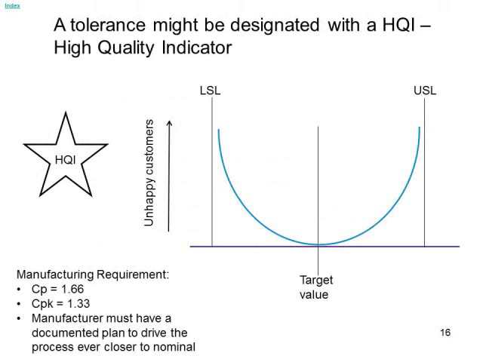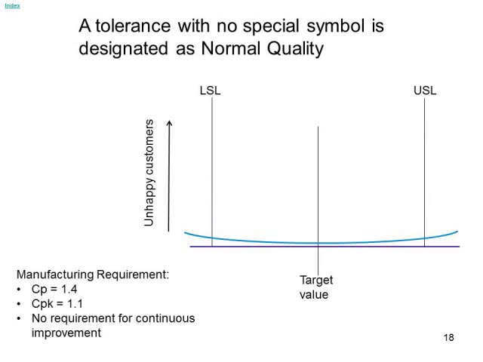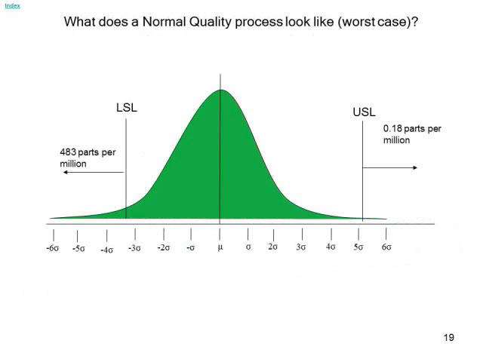Some loss functions dictate a high capability requirement. Some loss functions dictate a medium capability requirement. And some loss functions allow a low capability requirement. If we are going to specify process capability, we must understand what it means in terms of parts per million inside and outside the spec limits.